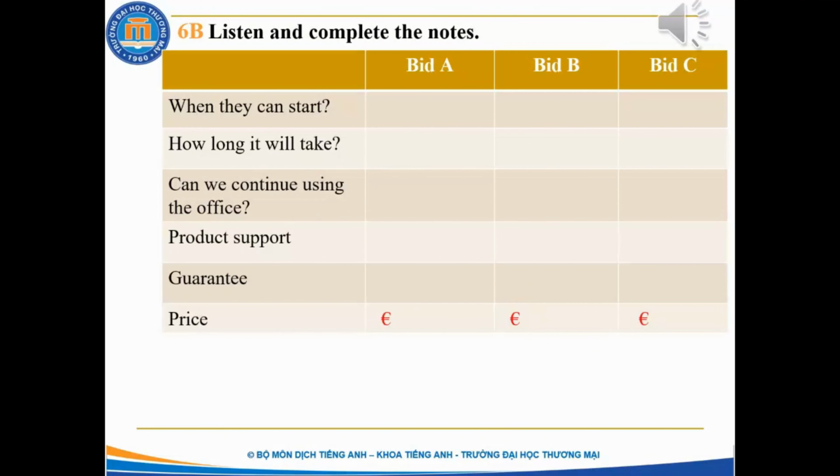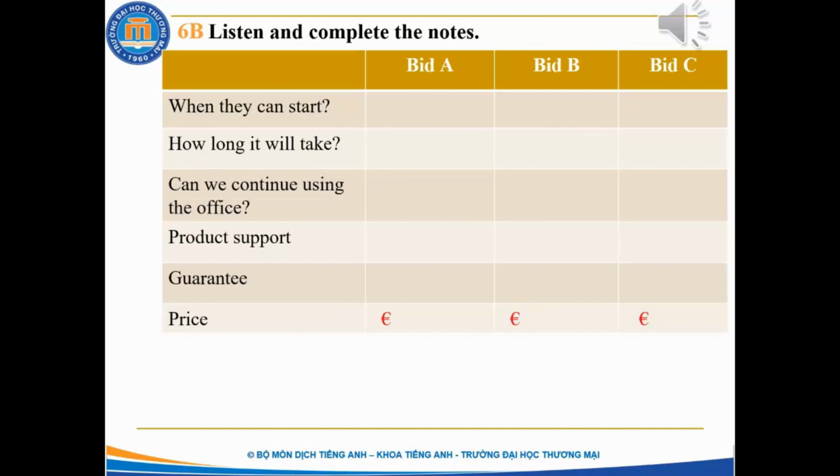Bid C. We need to order the hardware from our supplier, and it will take 3 weeks to deliver. That means I can start the job 1 month from today, on the 6th of March. I'll do the installation myself over 3 weekends, so it will take 3 weeks to finish, but you won't see me. It won't interrupt your work at all. I'm happy to give full product support, and I guarantee the entire installation for 2 years. The whole package is €11,000.